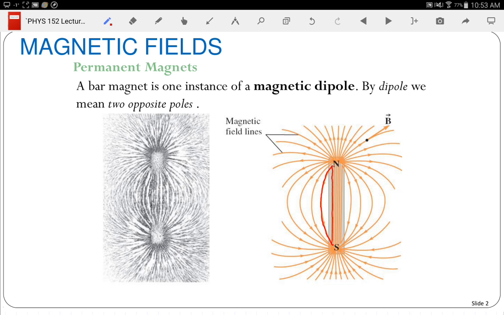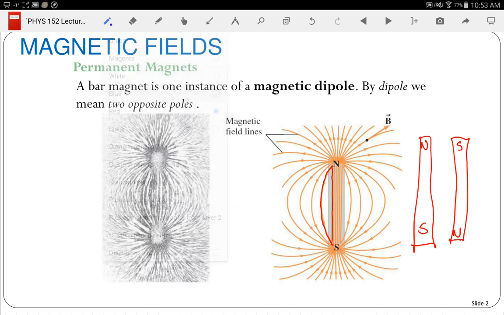That's why we store the magnets the way I showed you, having the keepers at both ends and the wood in between. That way the magnetic field lines, if you have them aligned like that, so it was north, south, south, north, with those keepers at the ends.